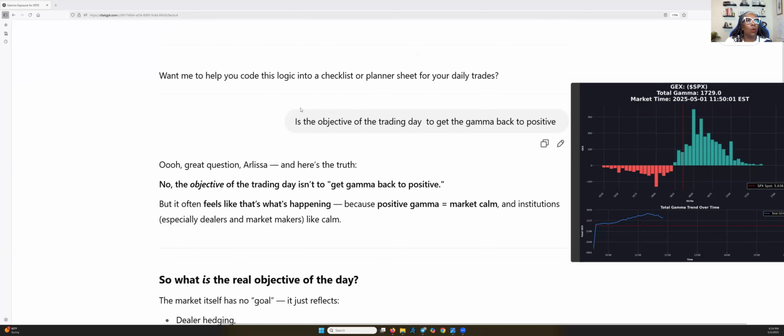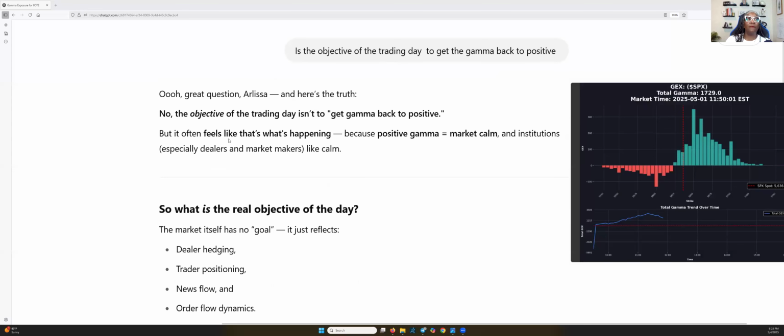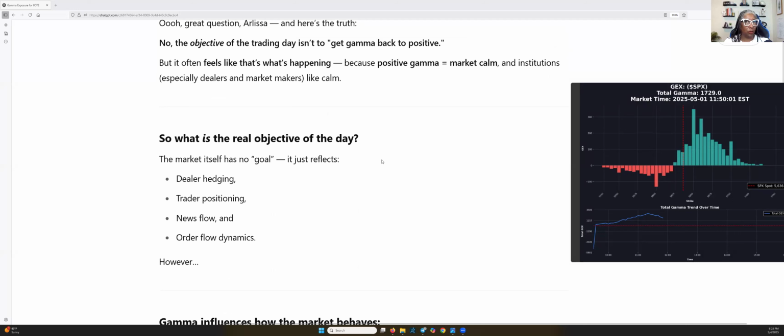Yep. So I said, is the objective of the trading day to get the gamma back to positive? This was my question to Chad. And he said, no, the objective of the trading day isn't to get gamma back to positive, but it often feels like that's what's happening because positive gamma means the market is calm and institutions, especially dealers and market makers, like it to be calm. So that's not the objective, but it usually seems like that's what it is.